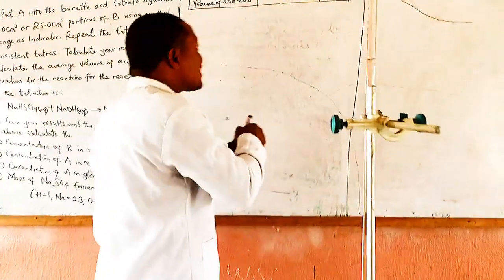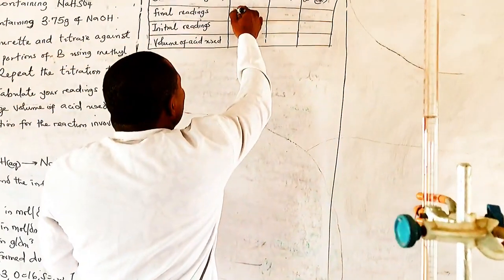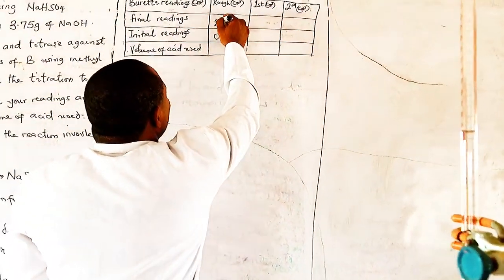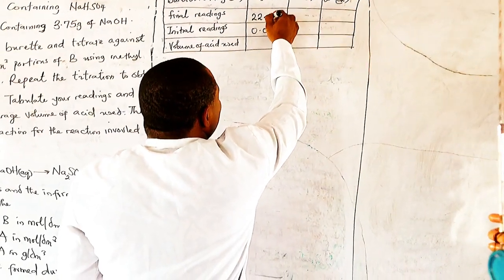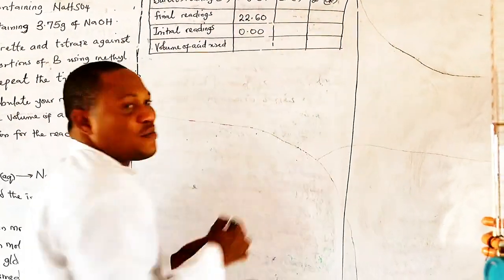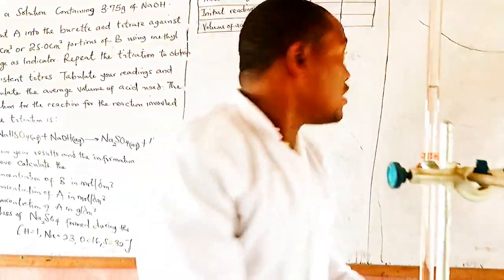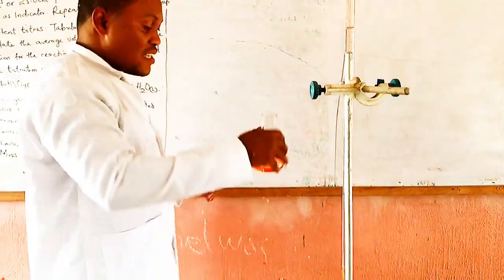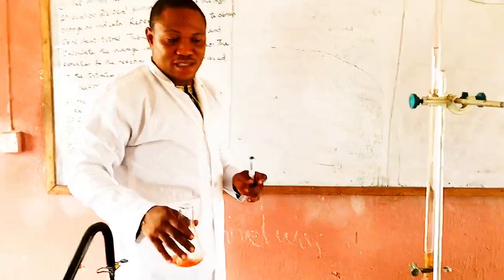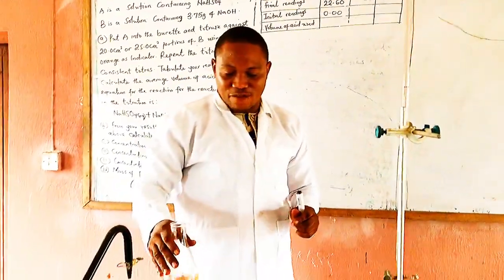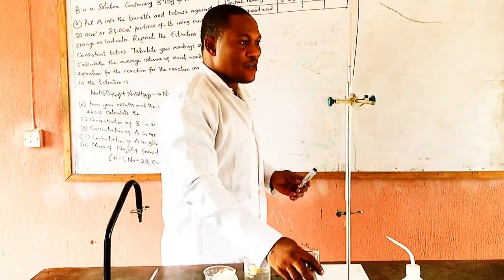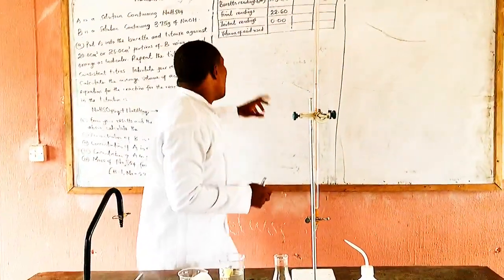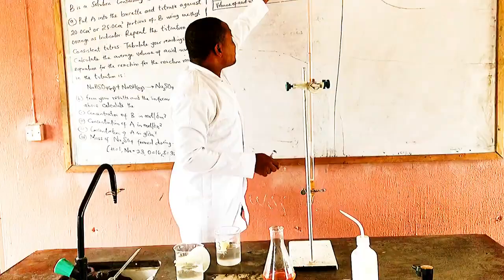Okay, from my burette now, I have my reading to be 22.60. That's my rough. That's my first titer. That's my first titration, very, very important. Now, that's my rough.